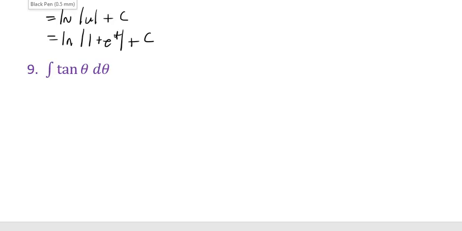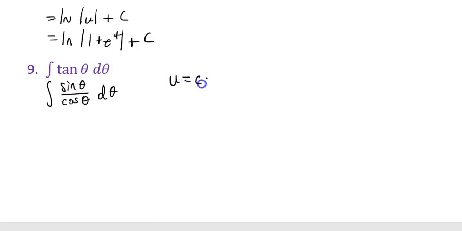Okay, the last one, tangent, seems like it doesn't fit because it doesn't look like there's a chain rule in here. And so you almost don't know what to do. But you can actually change tangent into sine over cosine using your identities. And this becomes a problem that you can work with u substitution. So I'm using that identity first, and this is kind of like example 8. I need to choose that bottom as my u so that I can cancel out the top.